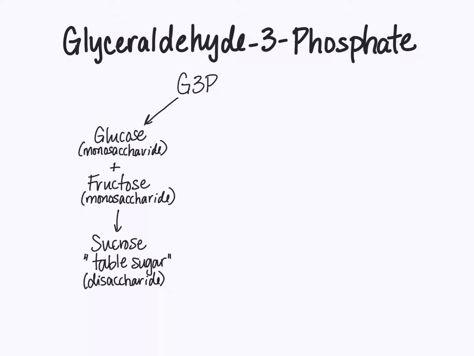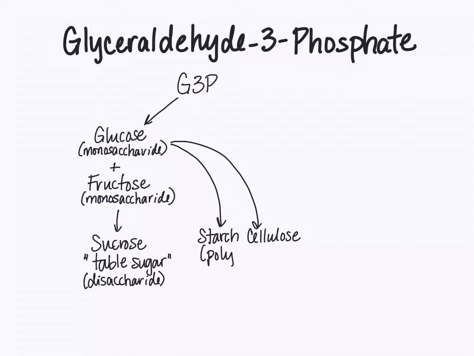The glucose molecules could also be converted to different polysaccharides. So the glucose molecules can be combined to form starch or to form cellulose. And both of these are polysaccharides. Starch is a molecule that stores glucose molecules that can be used for energy production, and cellulose is a structural carbohydrate that allows cells to make things like their cell walls.